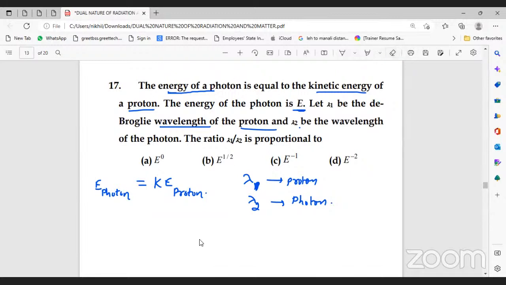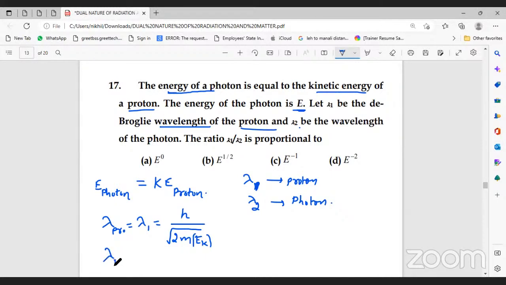Can you tell me the de Broglie wavelength for the proton? For the proton, it is lambda 1. You know that de Broglie wavelength is given by the formula lambda is equal to h divided by root of 2 times Ek, where Ek represents the kinetic energy. This is for proton.